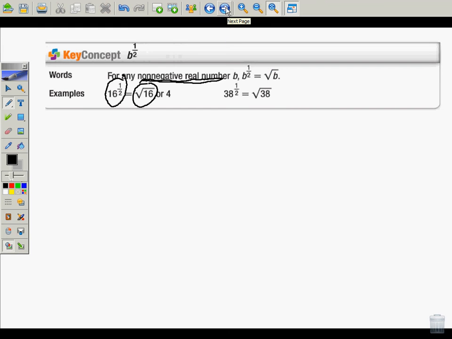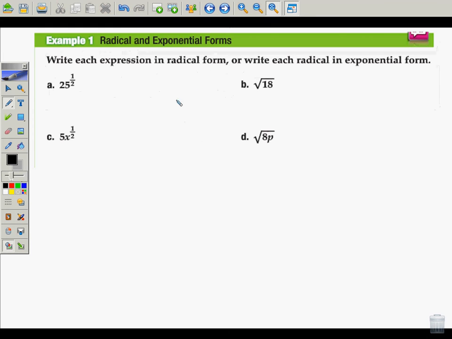So if you look at our first example, we want to write each expression in radical form, or if it's already in radical form, we want to write it in exponential form. So we're just switching forms. We're not evaluating, we're just switching forms. Well, how would I rewrite 25 raised to the 1/2? That would just be the square root of 25. Anything raised to the 1/2, I just take the square root of it.